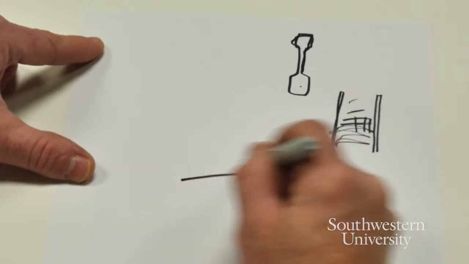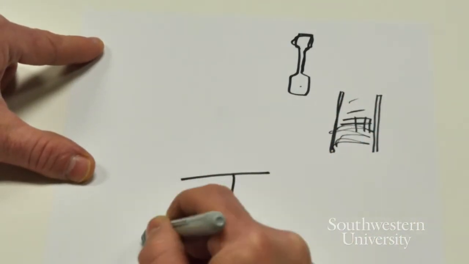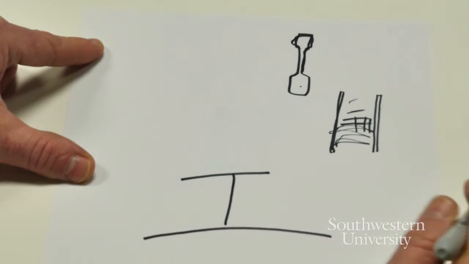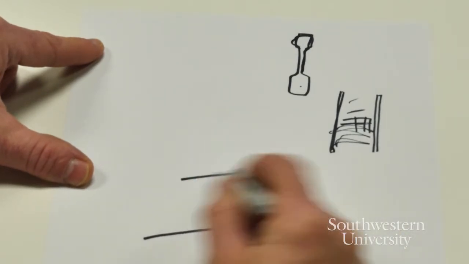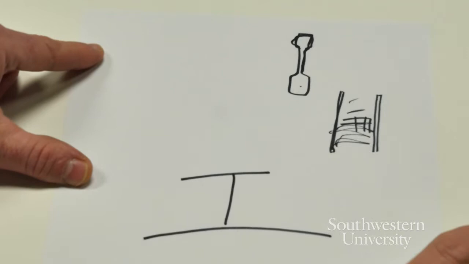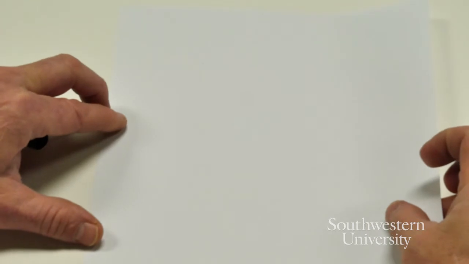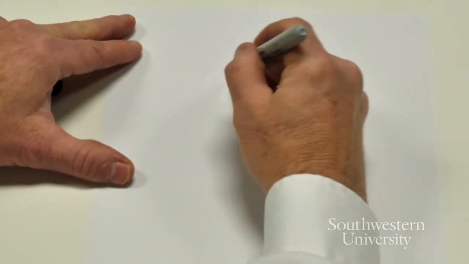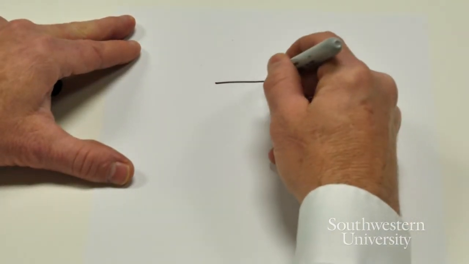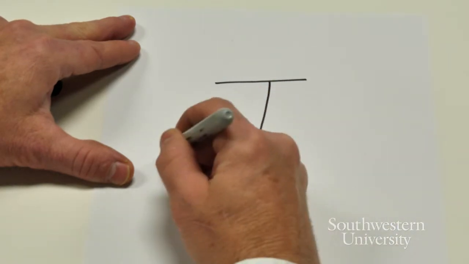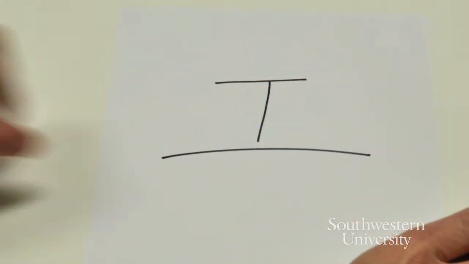So this character means to work. Gong, hung, shu, hung. Some people think it depicts a carpenter's square that is square on both sides, but I think this other origin makes a little bit more sense. Hung, shu, hung, gong.